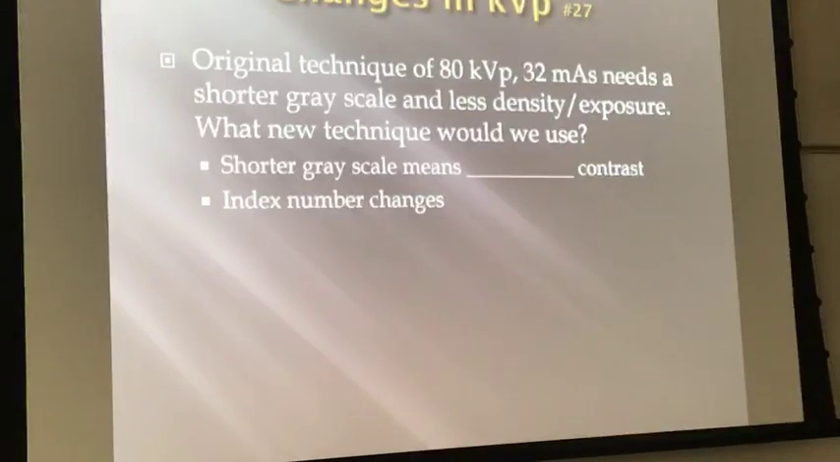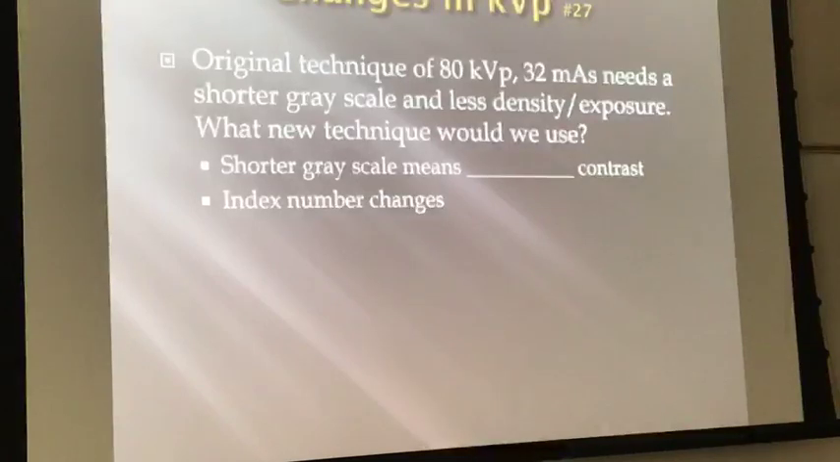So if you decrease your kVp, contrast goes down. What happens to exposure? Wait a minute, say the question again. Oh, I'm sorry, I just said this backwards. Original technique, decrease kVp, you get a shorter grayscale, your contrast goes up. What happens to your exposure? It goes down, right?